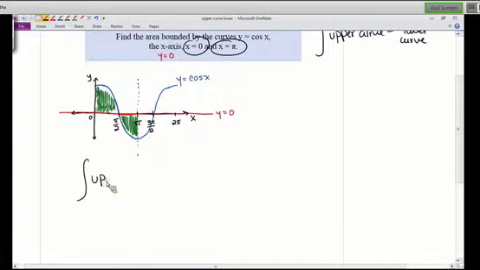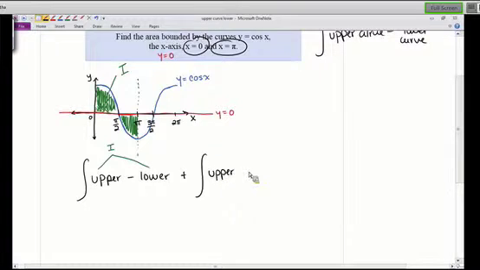Okay, so this is going to be the upper curve minus the lower curve. Put a 1 above. Now this is representing our first shaded region, so I'm just going to identify this as Roman numeral 1, plus the integral of now the second shaded region, still going to be the upper curve minus the lower curve. Again, this is representing Roman numeral 2. With me so far?